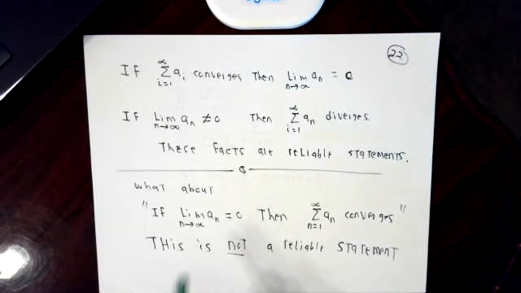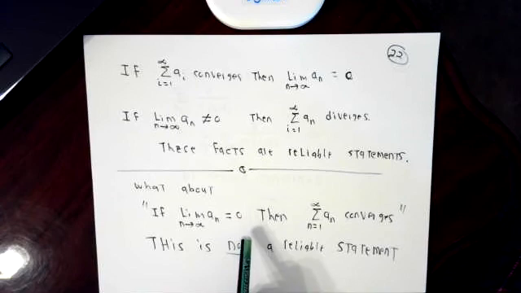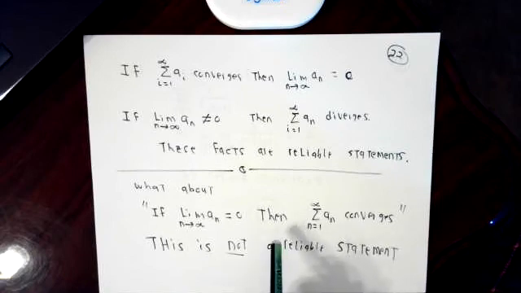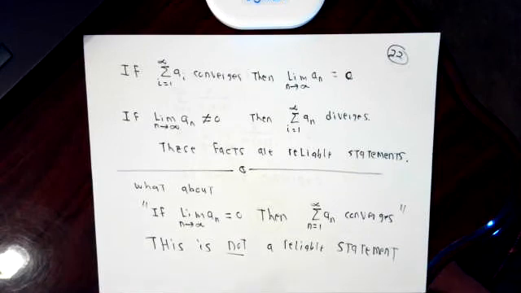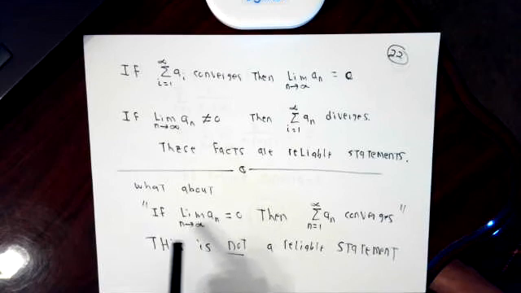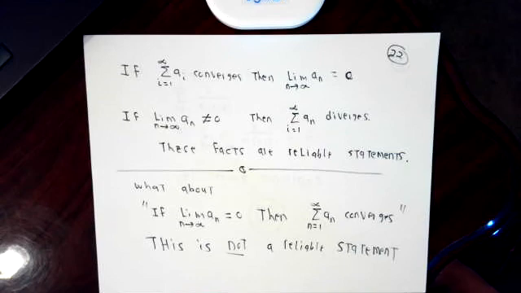How about this? If the limit as n tends to infinity of a_n is 0, what if the individual terms tend to 0? Then the infinite series converges. I'm just going to tell you before we look at examples, this is not a reliable statement. You cannot rely on the individual terms being 0 to guarantee that the series converges. It's too bad, but it doesn't work that way.